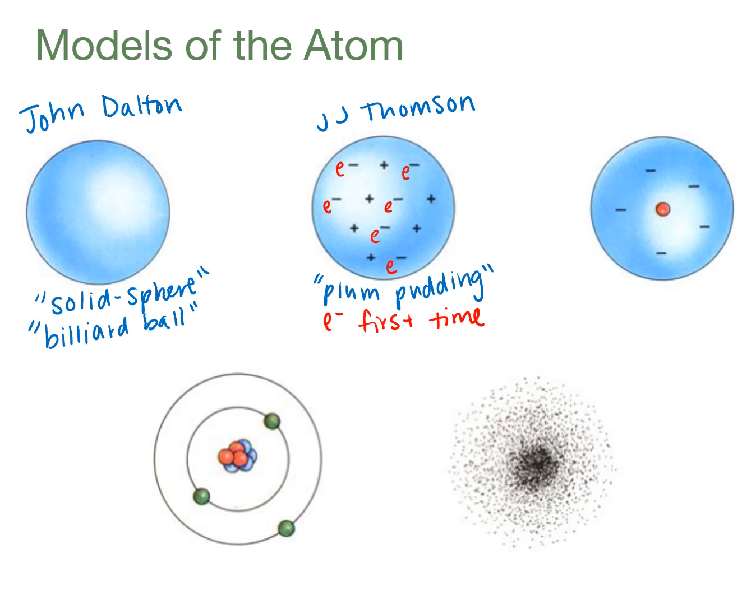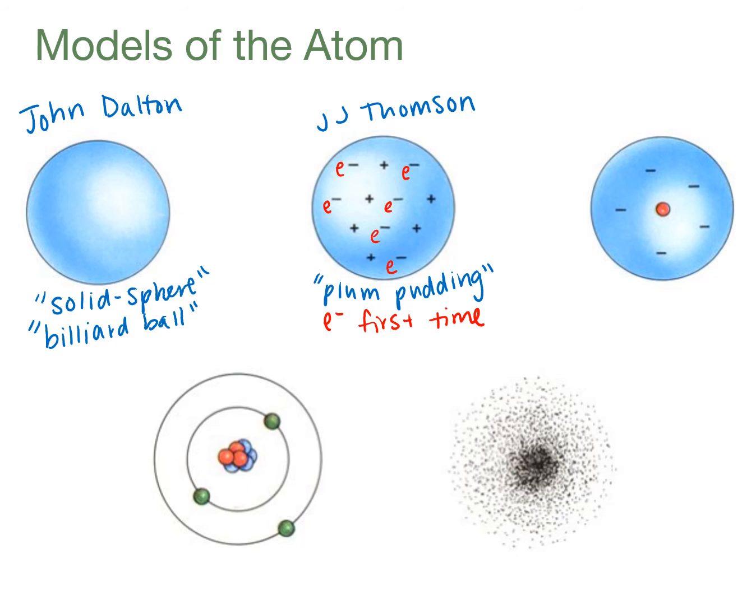You can think about plum pudding similar to a blueberry muffin. The blueberries within the muffin are the electrons in this model, and the rest of the muffin is the positive charge dispersed throughout the entire atom.